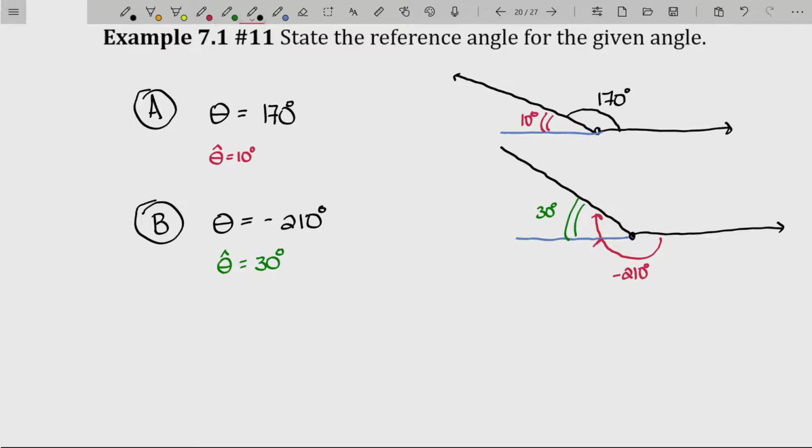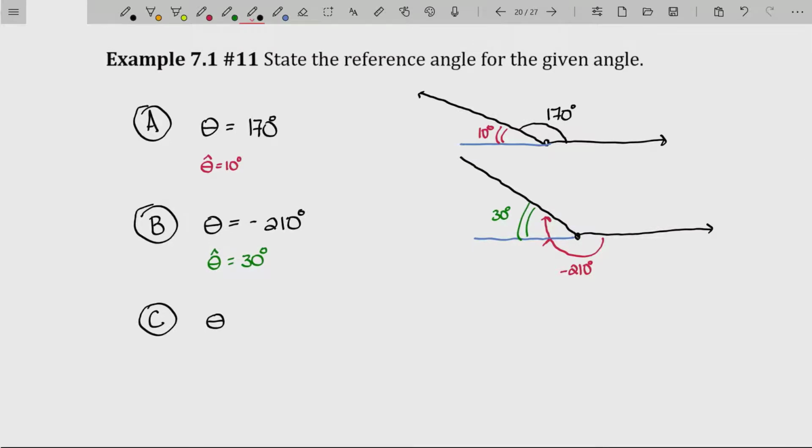All right, let me give you another one here. What do you want? Radians. Okay, let's do radians. Let's do 11 pi over 6.